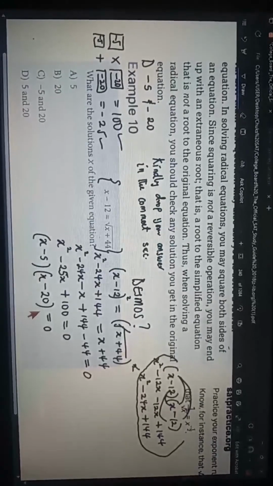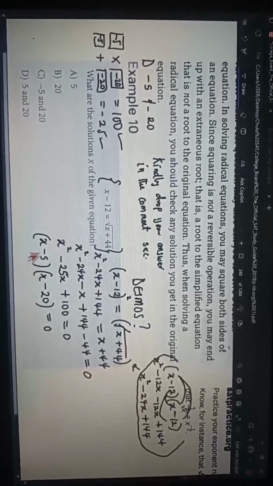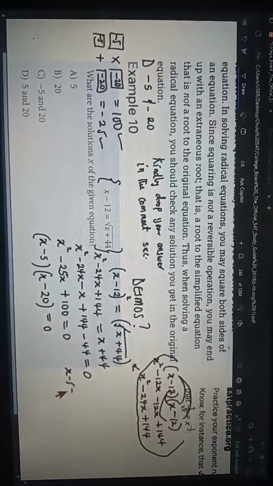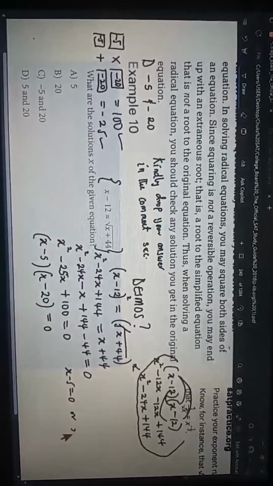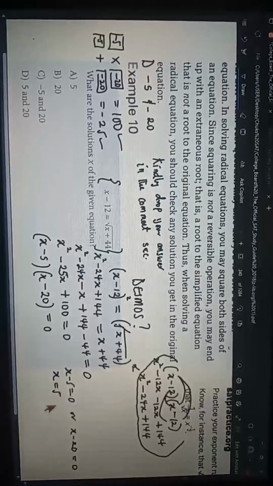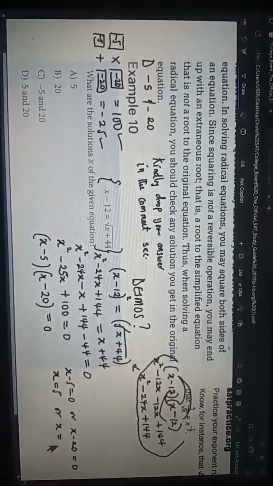Okay, so from this very point, when you have two products multiplying and the result is 0, you don't know which of them is 0, but one of them has to be 0. So it's either x minus 5 is equal to 0 or x minus 20 is equal to 0. So from here, x is equal to 5, and from here, x is equal to 20.